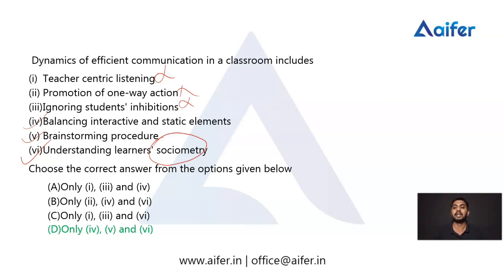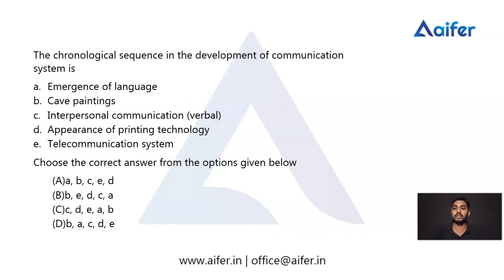So we can say that options four, five, and six, balancing interactive and static elements, brainstorming procedure, and understanding learner sociometry, are the dynamics of efficient communication in a classroom. So I hope you have understood the concept. So we can move to the last one.